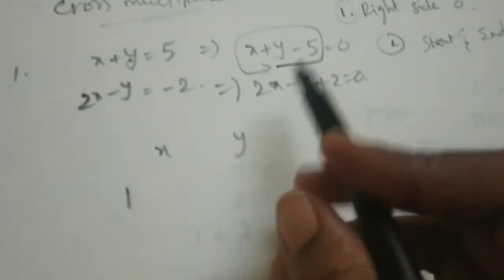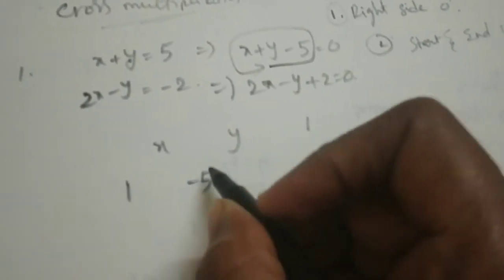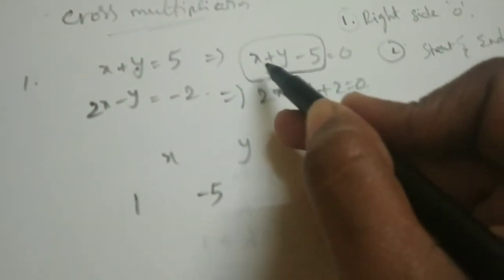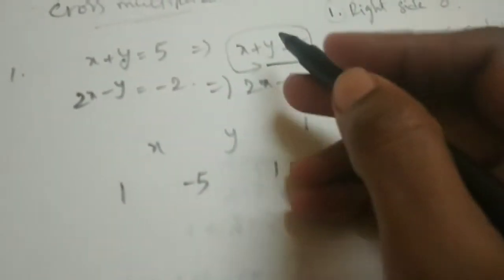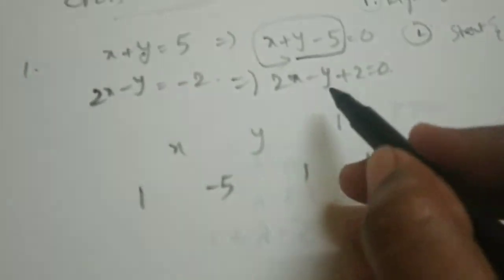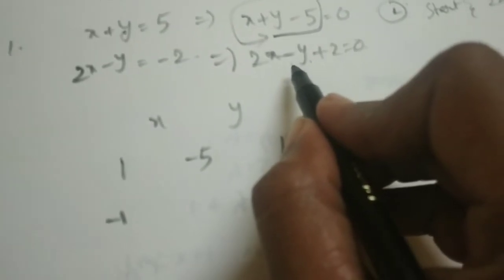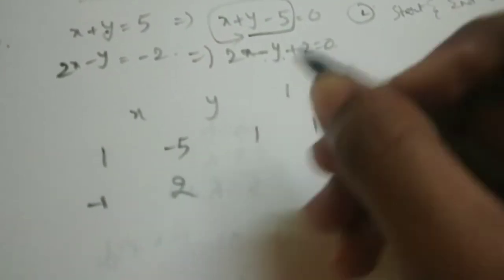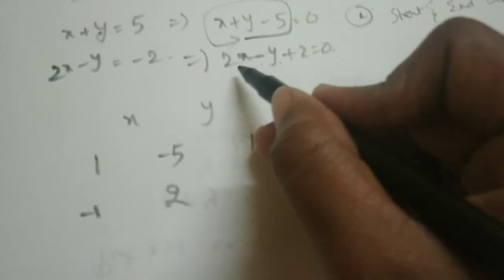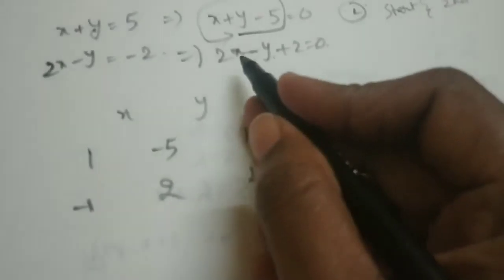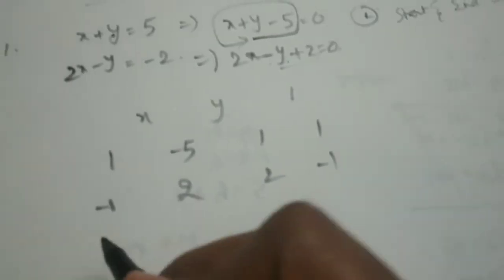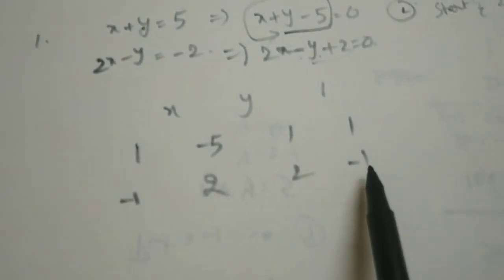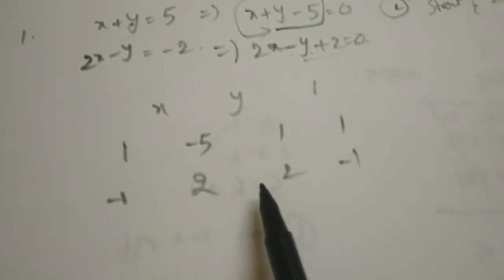Here I am writing 1. Next constant is minus 5. Next coefficient of x is 1. Again end with 1. Here the coefficient of y is minus 1. Signs are very important. Here the constant is 2, and the x term is 2. Again end with the y coefficient, so y coefficient is 1. Starting and ending should be the same. Remaining coefficients you should write here.